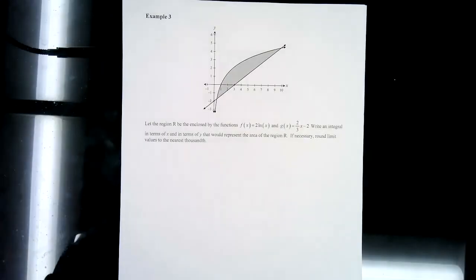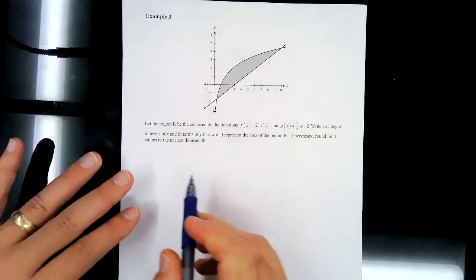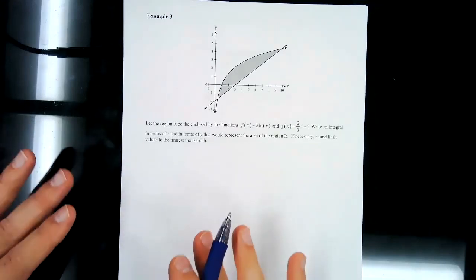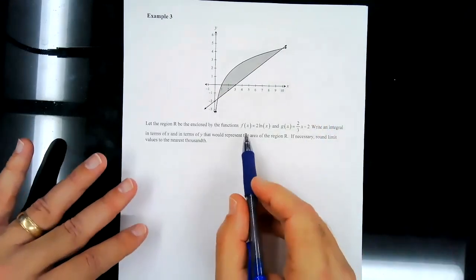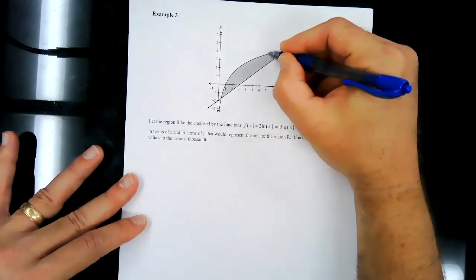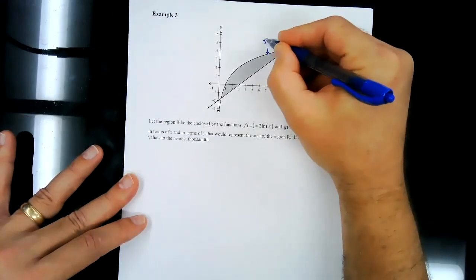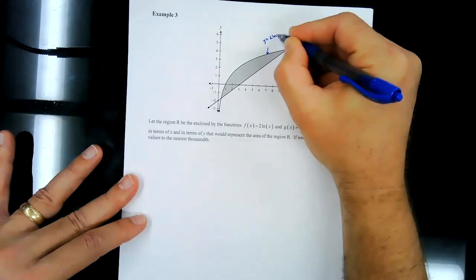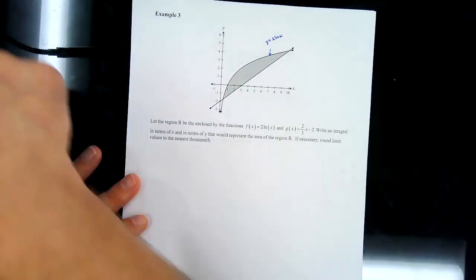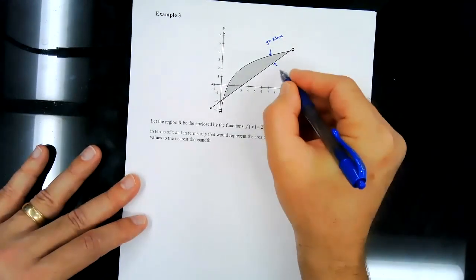For this next problem, all we're going to do is write the integral, and we're going to write it in terms of x and also in terms of y. So we're going to do this problem 2 different ways. We have f of x is equal to 2 times the natural log of x. That's this one right here. I'm going to write this one as y is equal to 2 ln of x. And then this one right here is y equals 2/3 x minus 2.